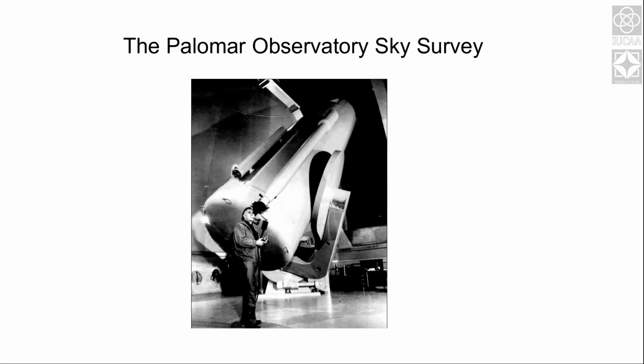Some years later, another similar telescope was used to carry out a survey of the southern sky. And with that, for the first time, we actually had a map of the entire sky in visible light in the form of images.